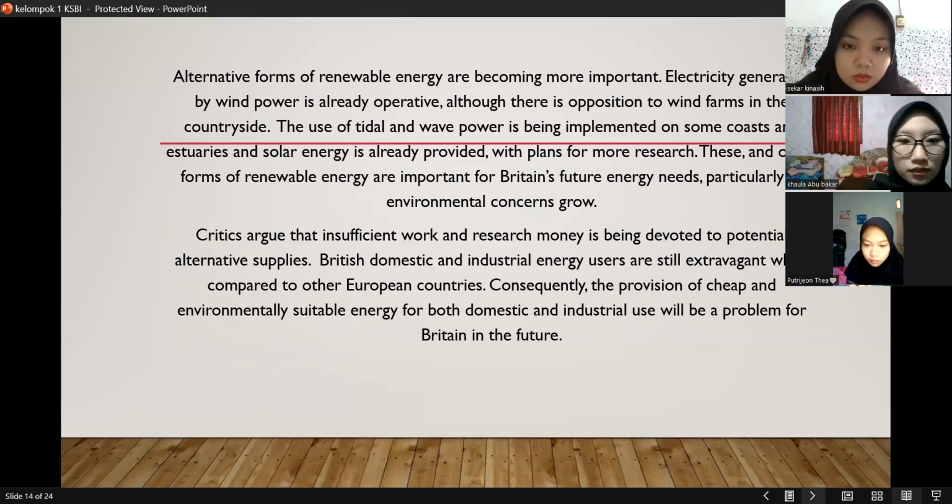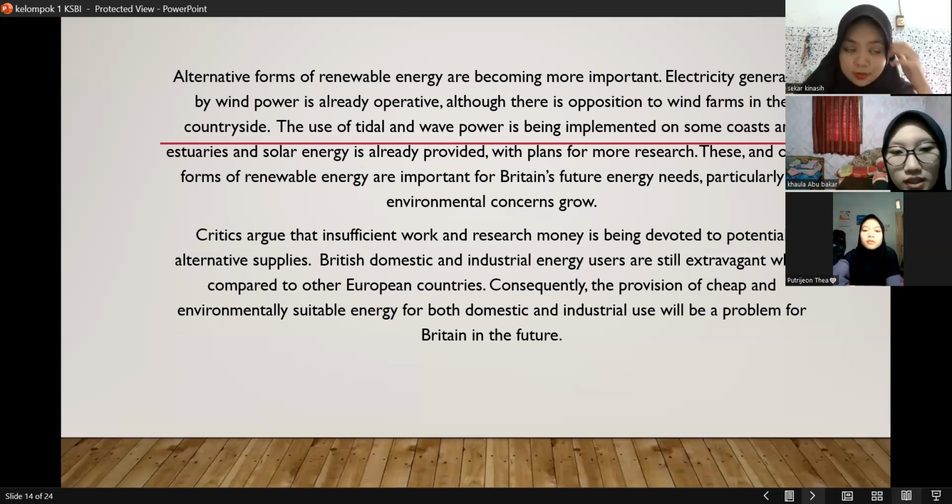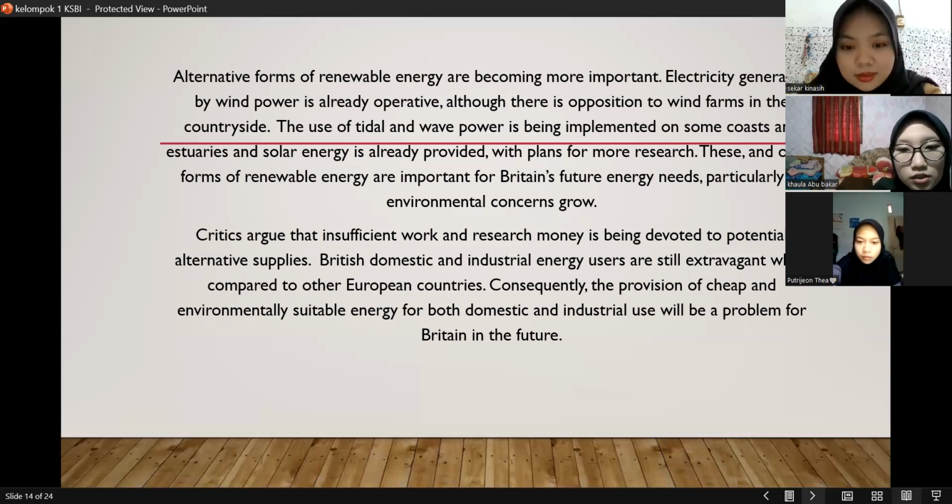particularly as environmental concerns grow. Critics argue that not enough research money is being devoted to potential alternative supplies. British domestic and industrial energy use are still extravagant when compared to other European countries. Consequently, the provision of cheap and environmentally sustainable energy for both domestic and industrial use will be a problem for Britain in the future.